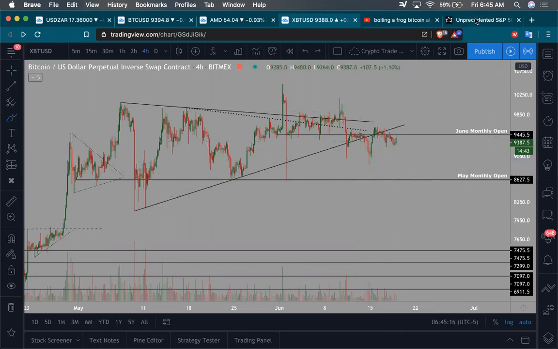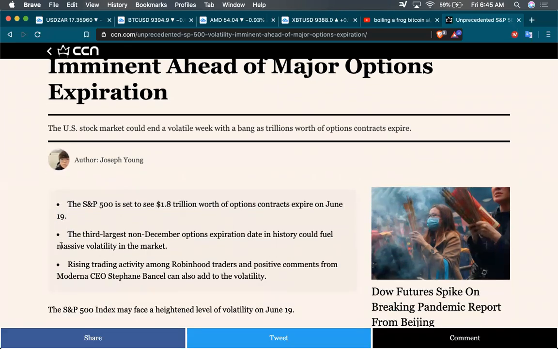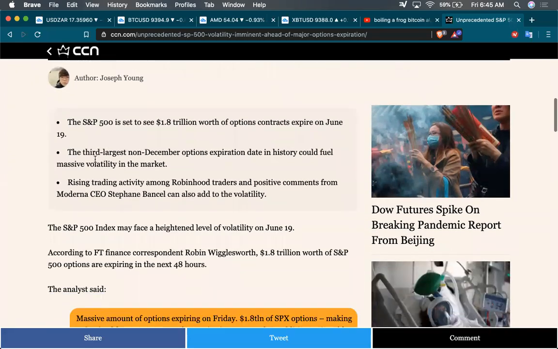Here's another thing. Today, in the S&P 500, huge day, we have about $1.8 trillion worth of contracts expiring today for the S&P 500, okay? So this is the SPY ETF, the SPY options chain. Third largest non-December options expiry day in history. And so I probably expect some crazy volatility. And guess what? A lot of Robinhood traders are actually more call heavy, meaning they're thinking of more upside.